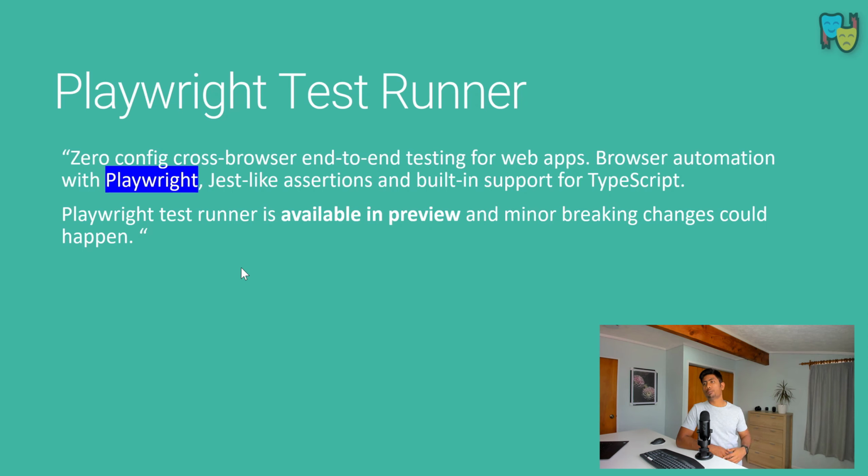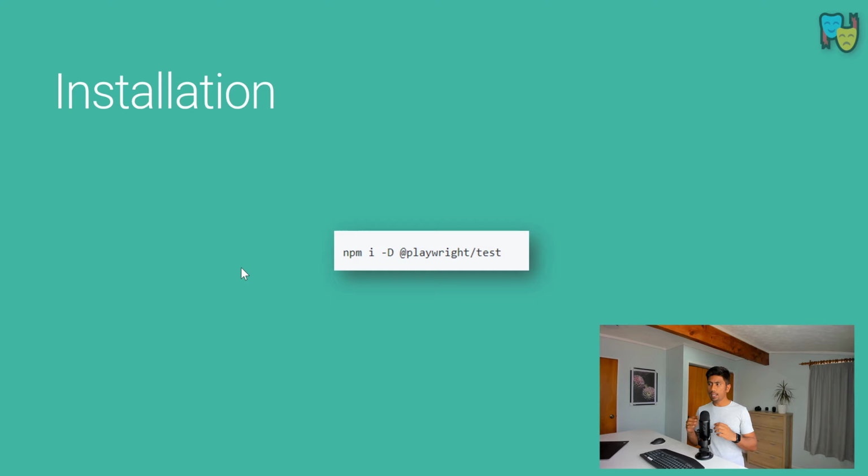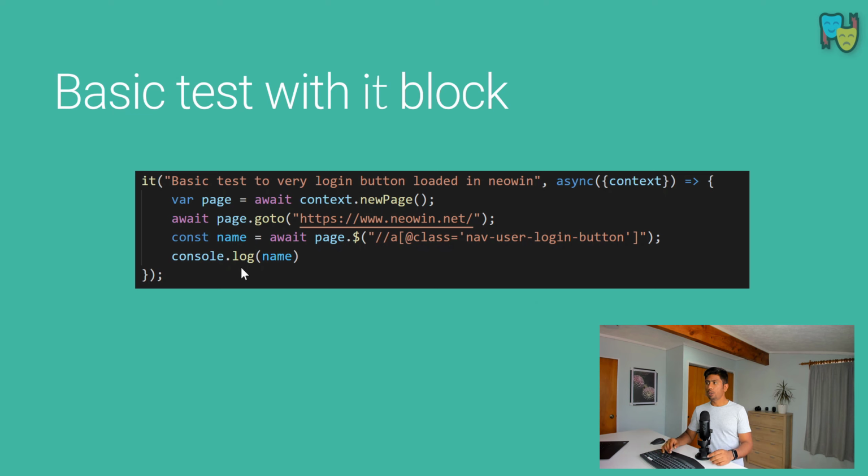So this is what they say. That's what I was saying. The Playwright Test Runner by itself is right now available in preview stage, and there may be a minor breaking change. But as of now, I could see that it's running very smoothly, and a lot of the features that I was talking about earlier are working without any problem. And then the installation of this Playwright Test Runner is very simple. All we need to do is this: npm i -D @playwright/test. That's it. The installation is done.